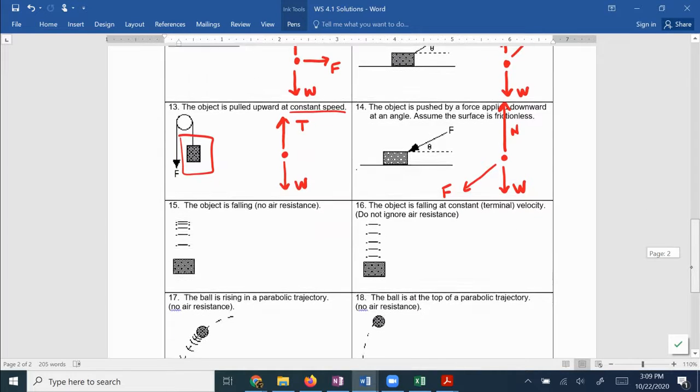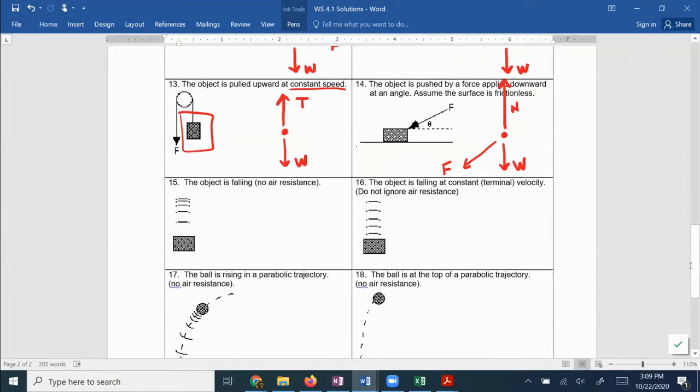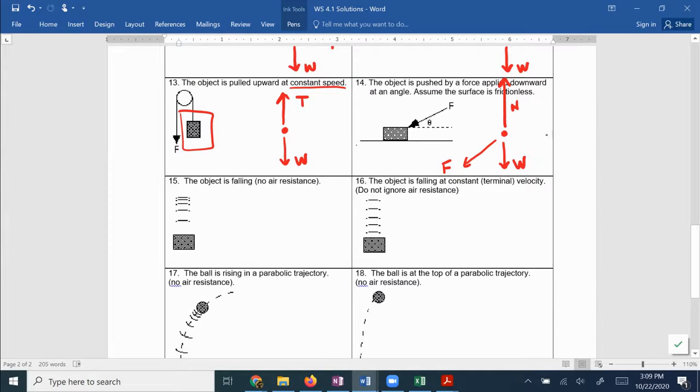And that's one of those things that is very common to look for on a force diagram. Lots of people lose points on force diagrams for forgetting to do something like that.